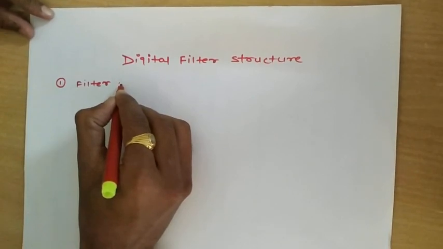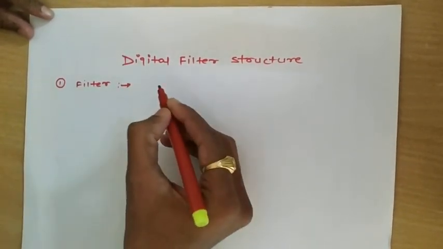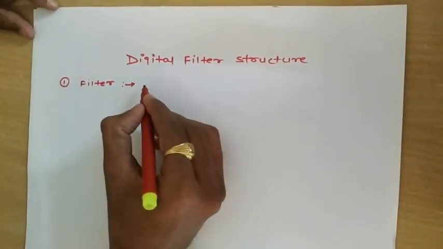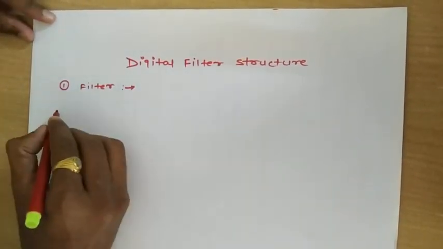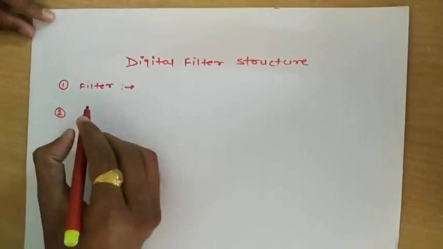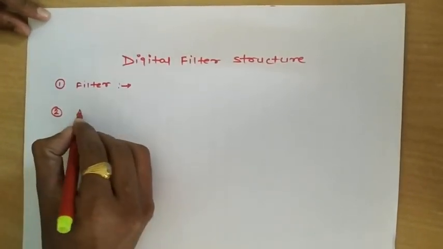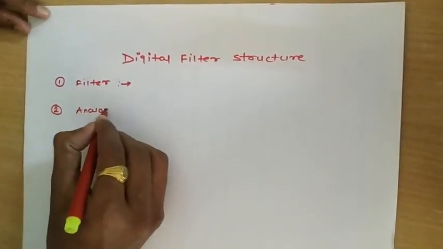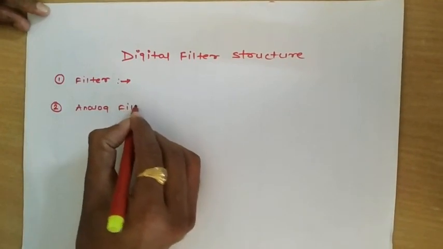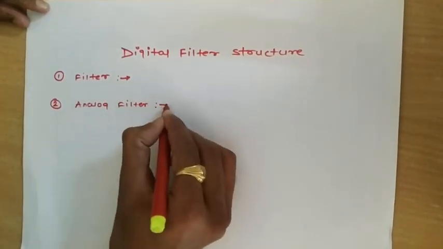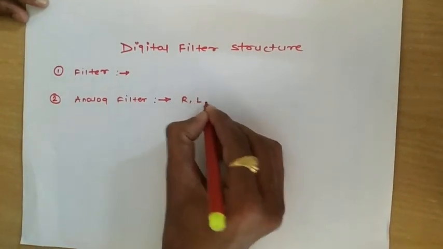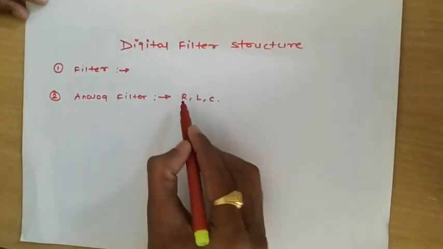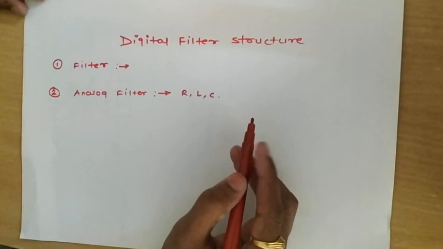Now, first, we all know that a filter is an electronic device which is used to remove unwanted signals or noise. As far as the classification is concerned, the very first type of filters is known as analog filter. These analog filters are made up of components like R, L, C. It is resistor, inductor, and capacitors.